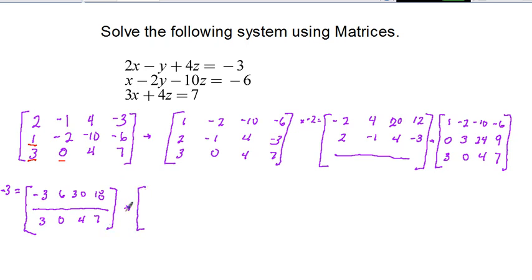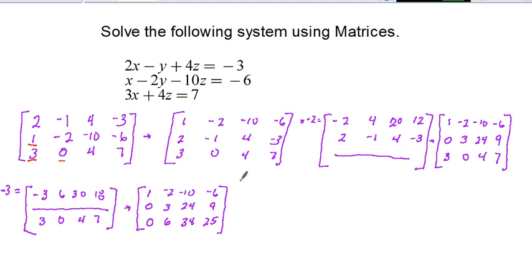And so I'm now going to add row 1 to row 3 and place it in row 3. So that means I'm going to get a 0 here. 6 plus 0 introduces a 6 here. And then we've got 34 and 25. Row 1, we're going back to our original row 1, 1, negative 2, negative 10, negative 6. And we're going to insert our row 2 that we got from over here, which is a 0, 3, 24, and 9.